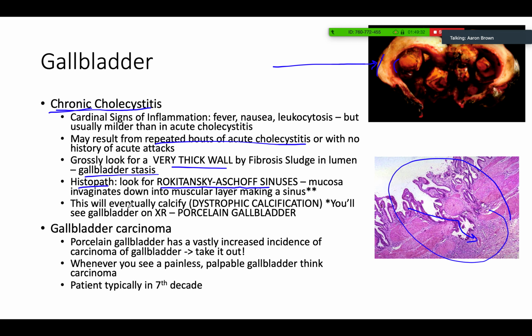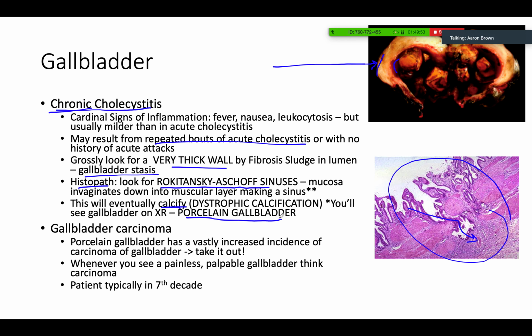The wall of the gallbladder eventually starts to get calcium inside. And when you look at their gallbladder on X-ray, it's going to be this bright white gallbladder looking at you. And so we call that a porcelain gallbladder. Okay? And so, it's very pretty. You get this nice porcelain gallbladder on X-ray.